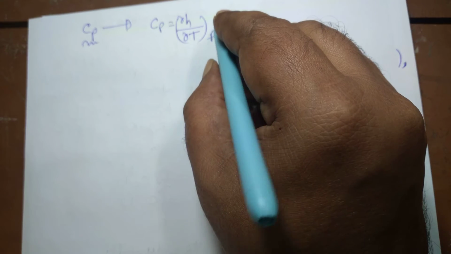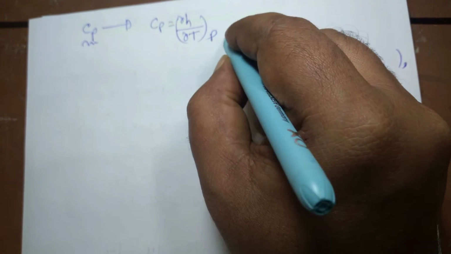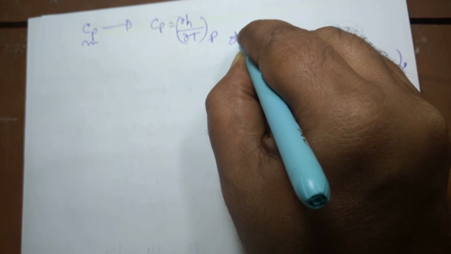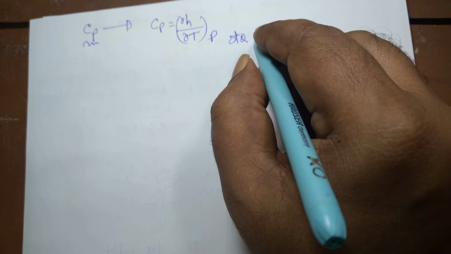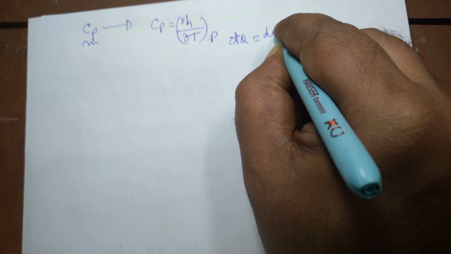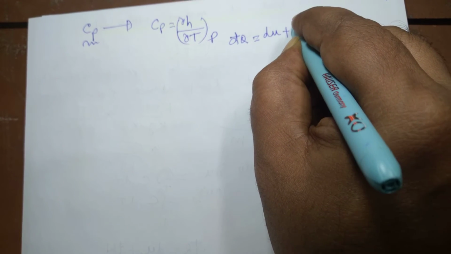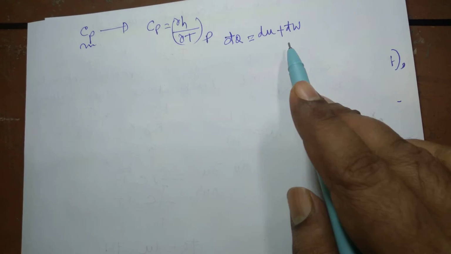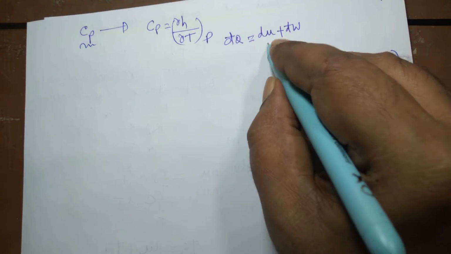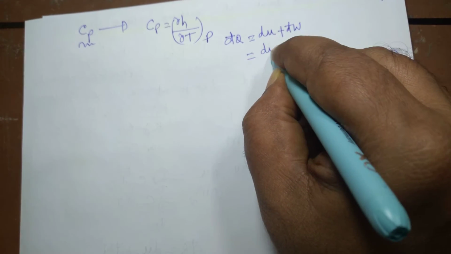So the first law equation for a closed stationary system, as I discussed, the differential form for a closed stationary system composed of unit mass, is dq equal to du plus dw. If there is no other work present than the PdV work, then this equation would be dq equal to du plus PdV.